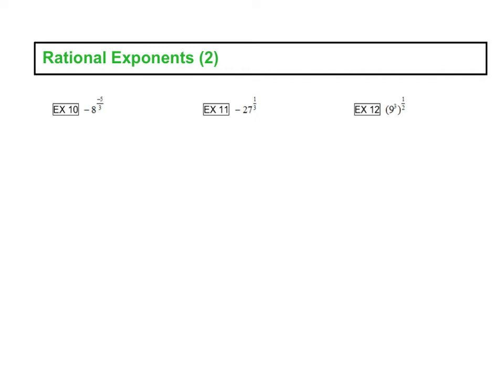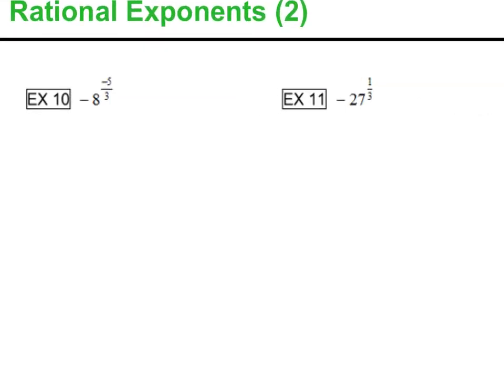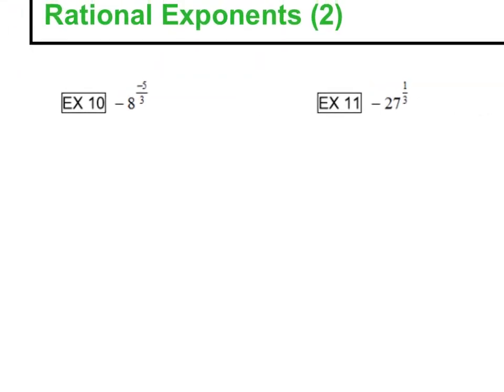Alright, so let's take a look at some more of our rational exponent examples. In example 10, what I want to point out is that we have this base of what looks like a negative 8 raised to the negative 5/3 power, very similar to what we had in our last example of the last video. However, if you notice, there are no parentheses here. So if there's no parentheses, that means that we have to evaluate this exponent before we evaluate the negative. You can think of it like a negative 1 times 8 to the negative 5/3 power.